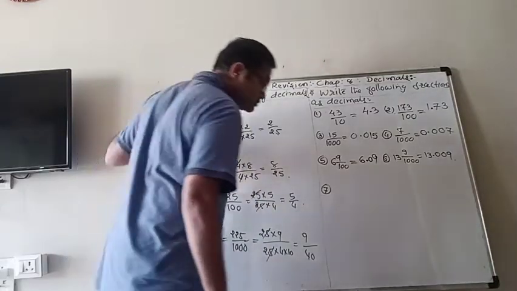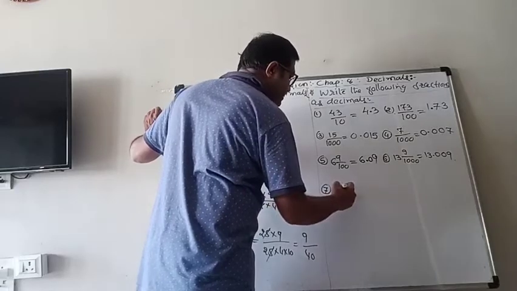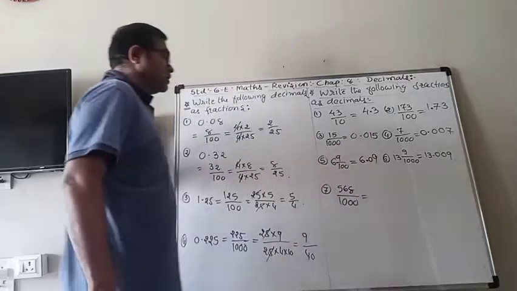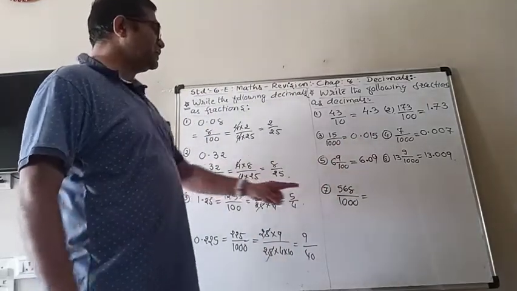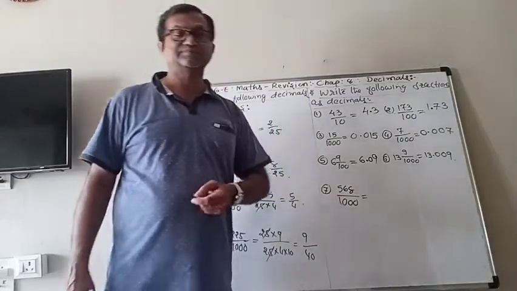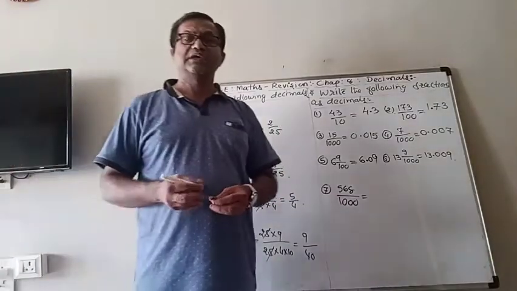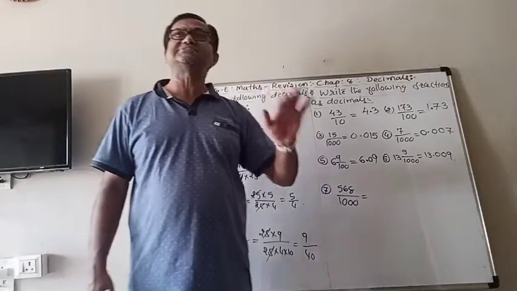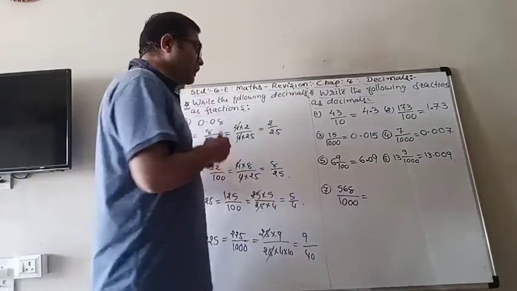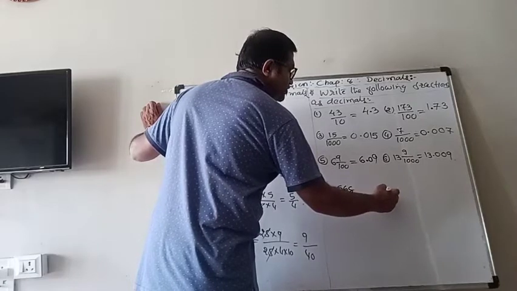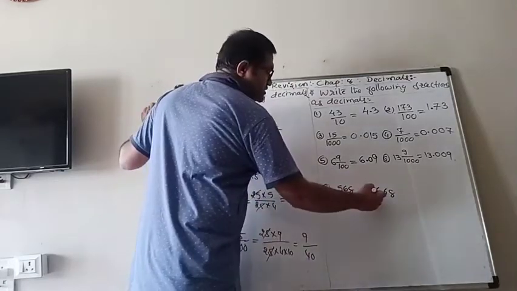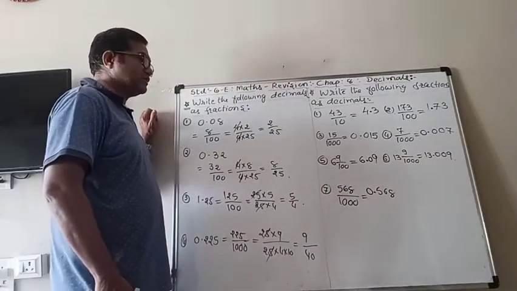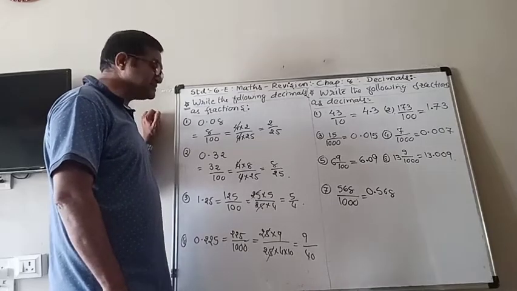7th, 568 upon 1000. So here also the denominator contains 1000. 1000 means 3 zeros. Therefore, we need 3 decimal places in the decimal. And we already have 3 digits, 5, 6 and 8. And therefore, we just put the point, and before the point it is necessary to put the 0. So 0.568.